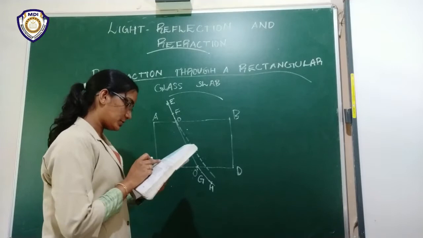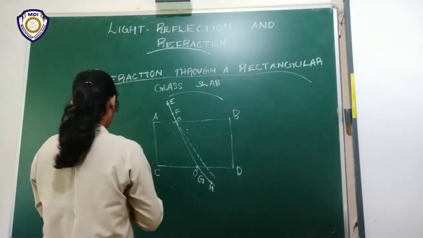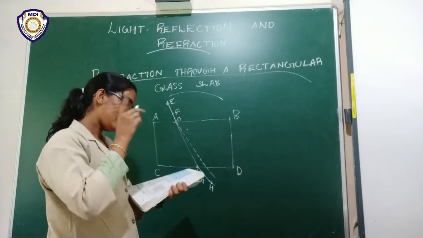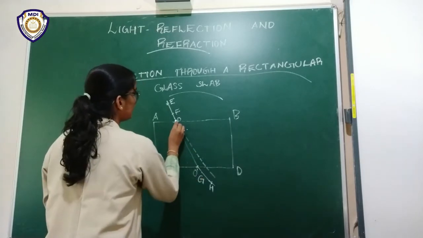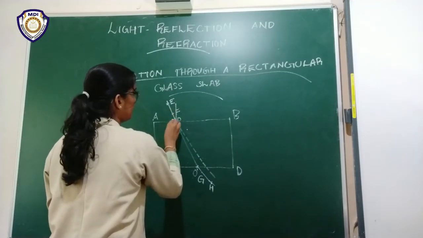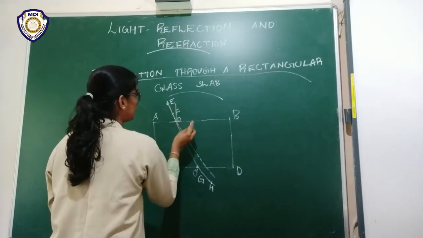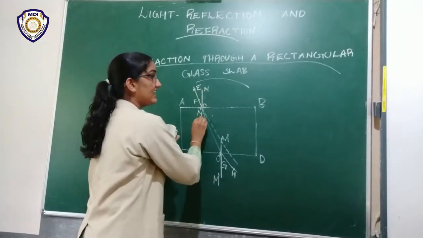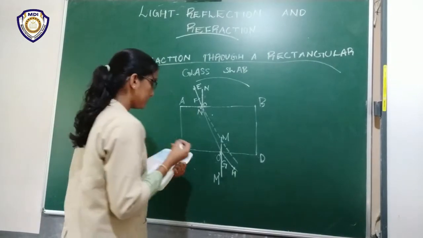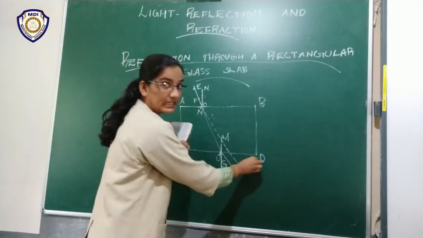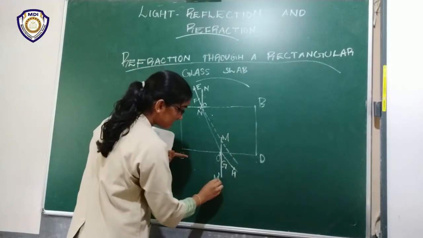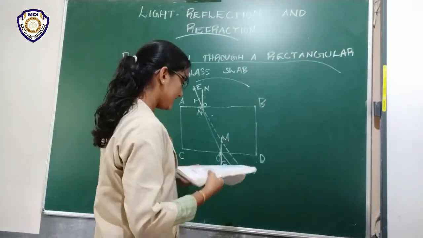Draw a perpendicular, that is N dash, to AB at O. Here we draw a perpendicular to AB, that is N and N dash. And also we draw another perpendicular to CD, that is M and M dash.